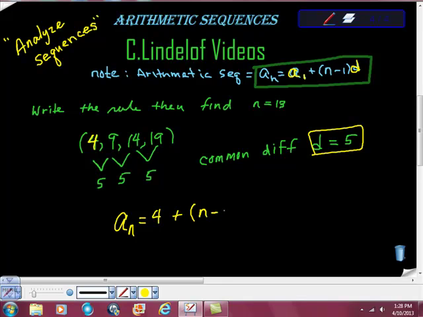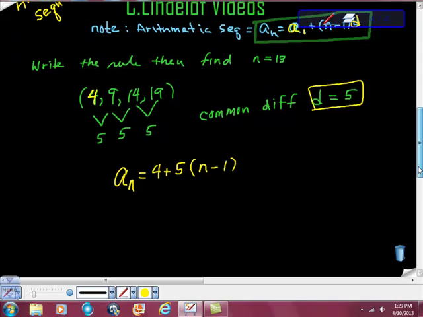I'm going to say that the nth term of my sequence is 4 plus n, just n right now, because that's the number in the sequence that we're looking for, minus 1 times our common difference, which is 5. If you don't mind, I'm going to put the 5 at the front because it looks better to me. But you don't have to do this. I'm going to simplify this out a little bit.